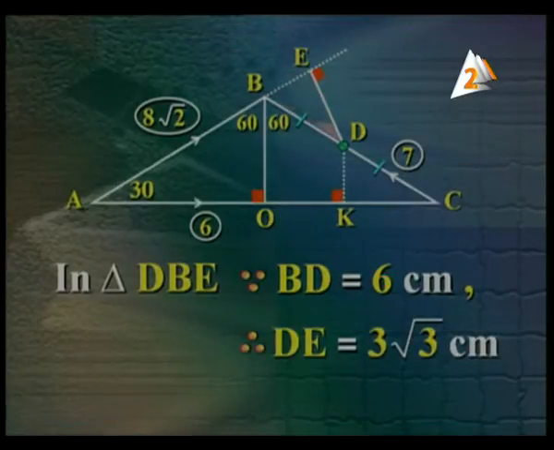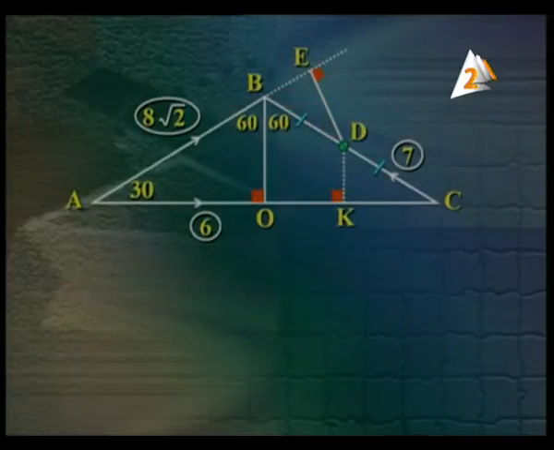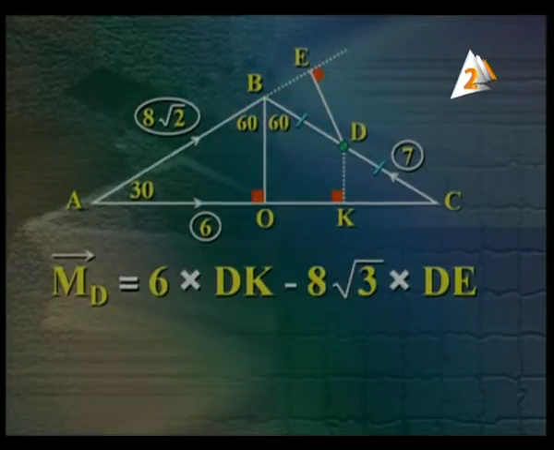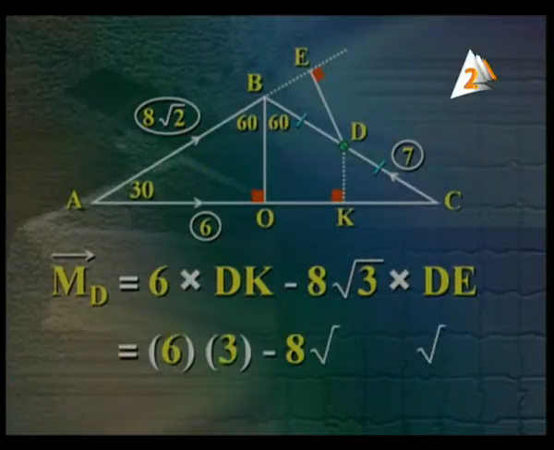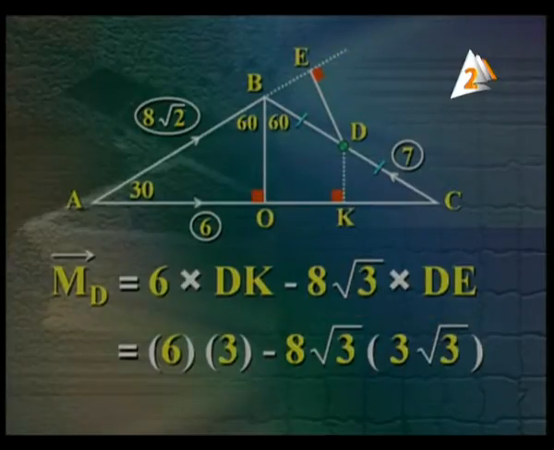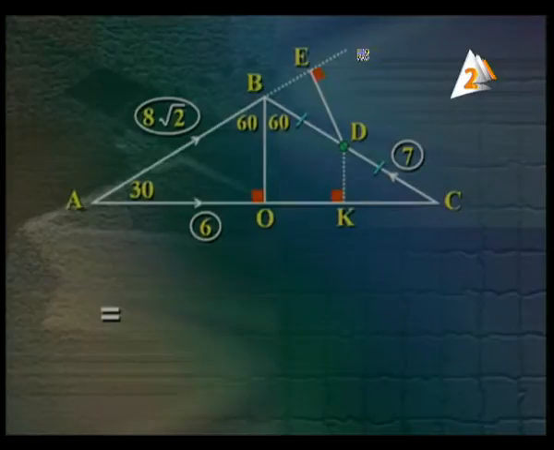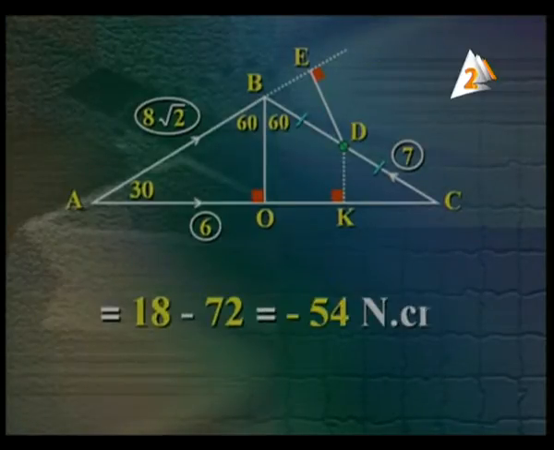Now, taking the moment about the point D, we say MD equals 6 multiplied by DK minus 8 root 3 times DE, or 6 times 3 minus 8 root 3 times 3 root 3, which equals 18 minus 72 equals minus 54 Newton centimeter. Example 2.